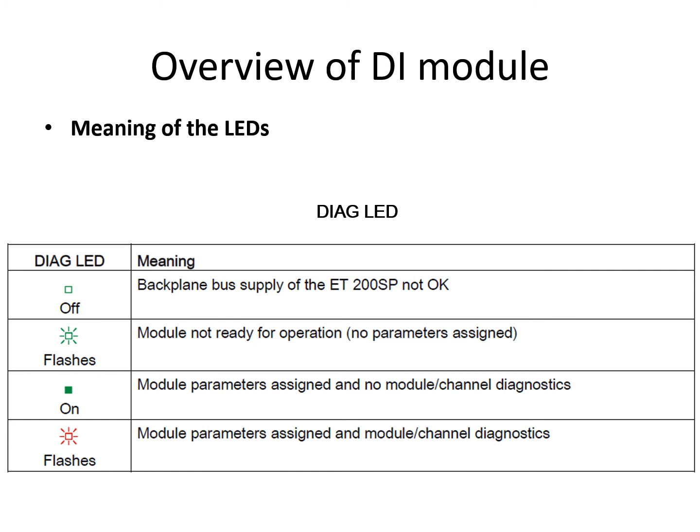LEDs and their meanings. For the diagnostic LED, one state is off, flashing, and the flash is red, so the flash is green or the flash is red. Okay, I'm not going to go through all the details of the table, because again, I'm just showing you this input module as an example. What should we expect from an input module?